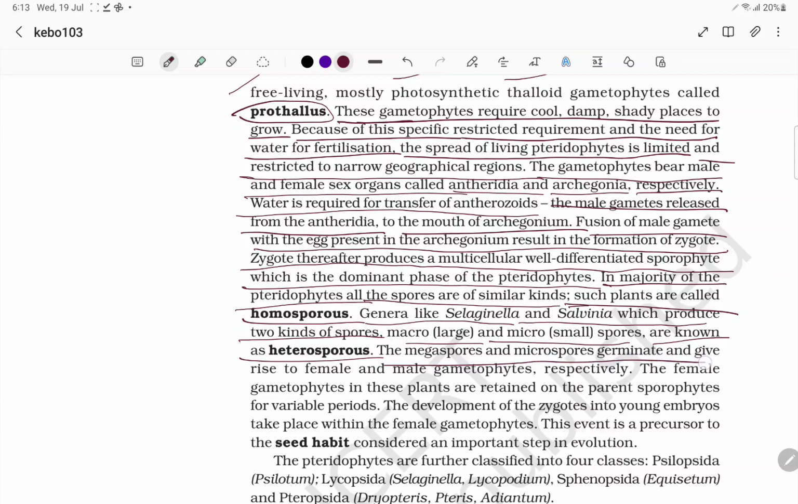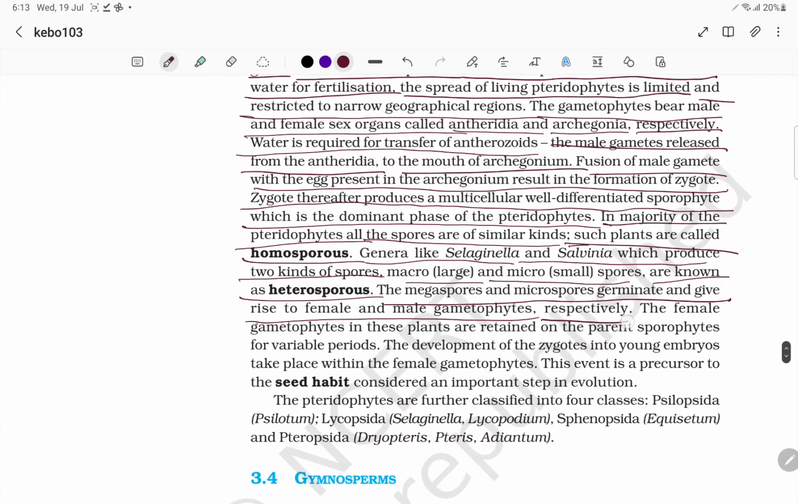The megaspores and microspores germinate to give rise to female and male gametophytes respectively. The female gametophytes in these plants are retained on the parent sporophyte for variable periods. The development of the zygote into young embryos takes place within the female gametophyte itself. This event is the precursor to the seed habit, considered an important step in evolution.